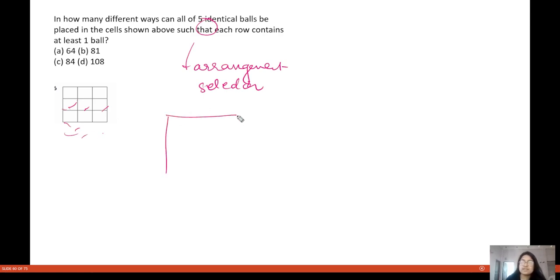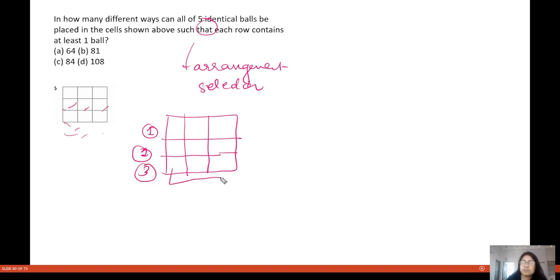So when I have these boxes, with five identical balls in these boxes, I have to put at least one ball in each row. So I can put one ball here, one ball here, and the rest three balls I can put here.